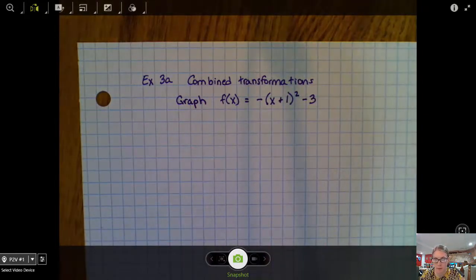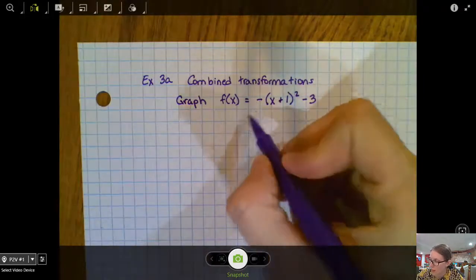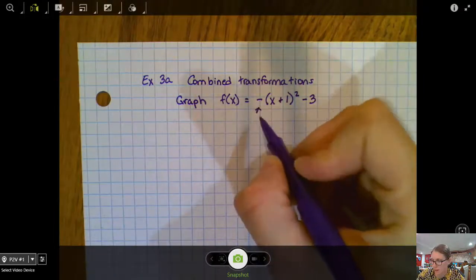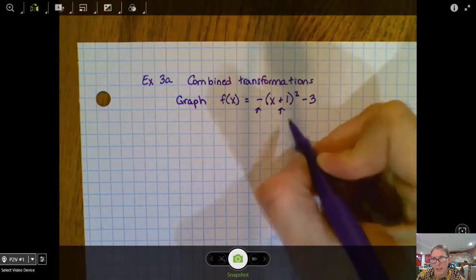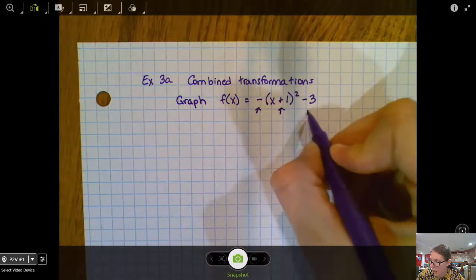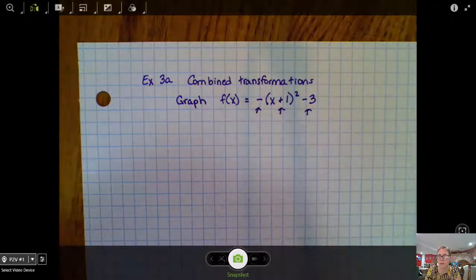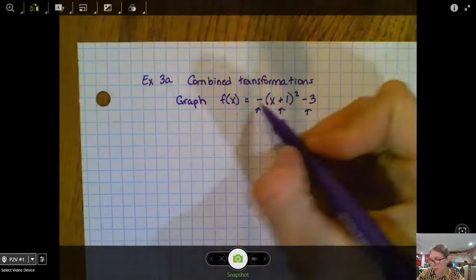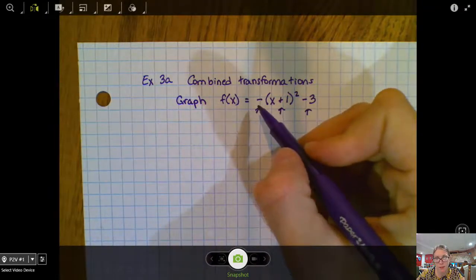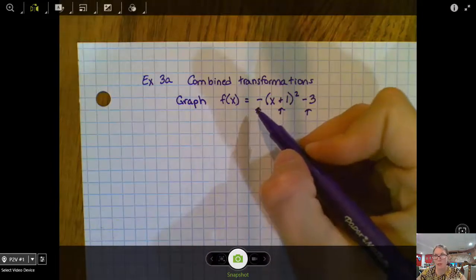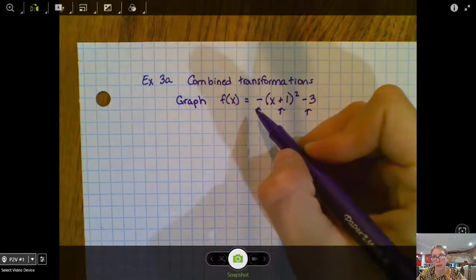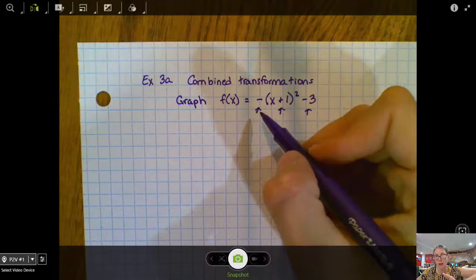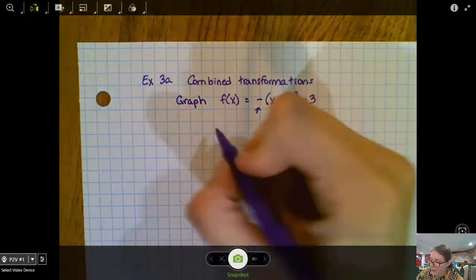And just like before we start graphing, let's think about what these transformations are. I see I have this negative here outside. I have this plus 1 inside our parentheses. I have this minus 3 outside. Well, let's just go down the line. This negative, it's on the outside, which means it's going to affect our graph vertically. Well, negatives reflect, so it's going to reflect over the x-axis.